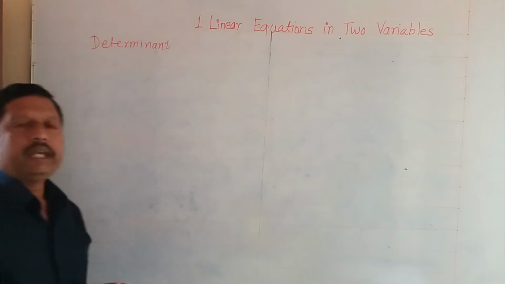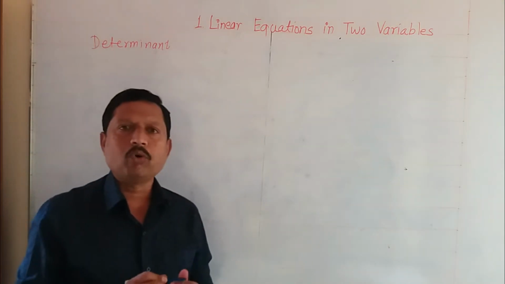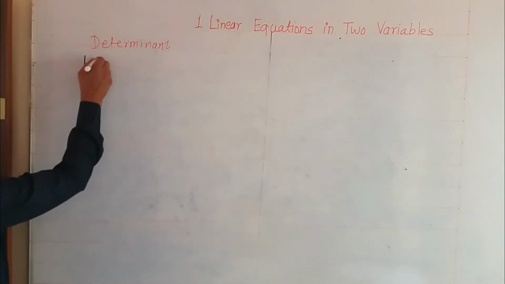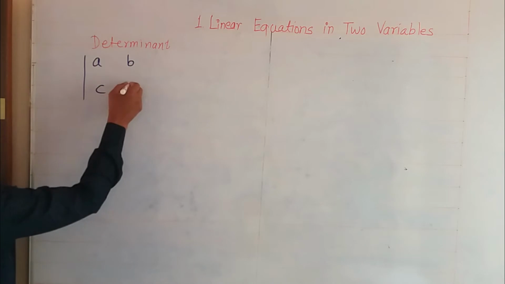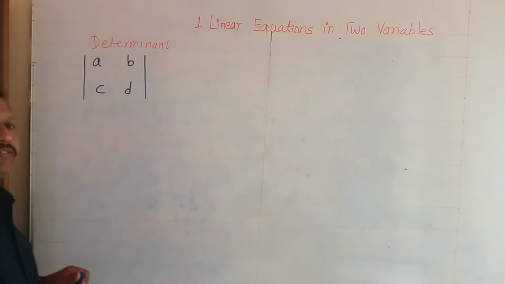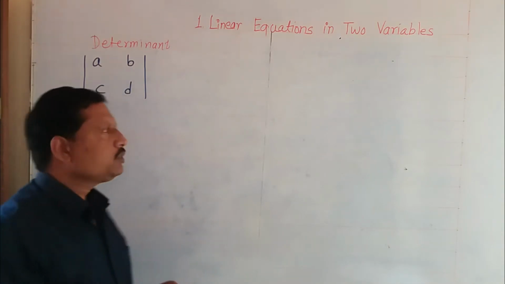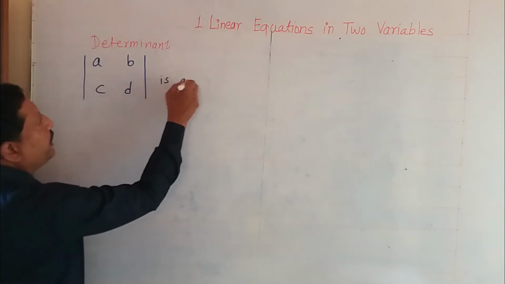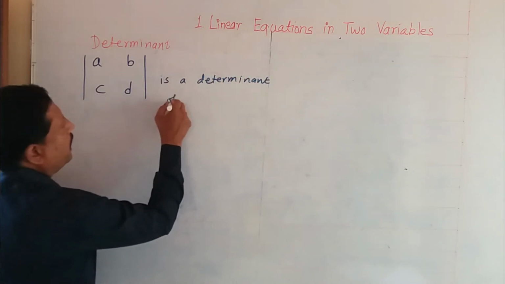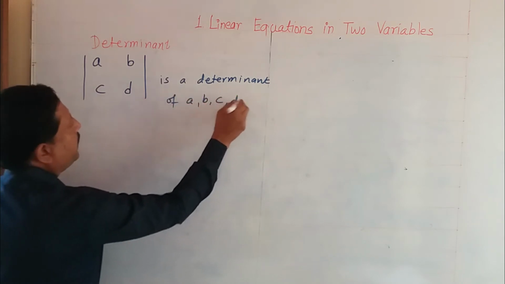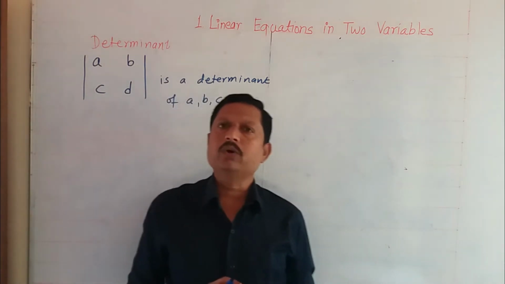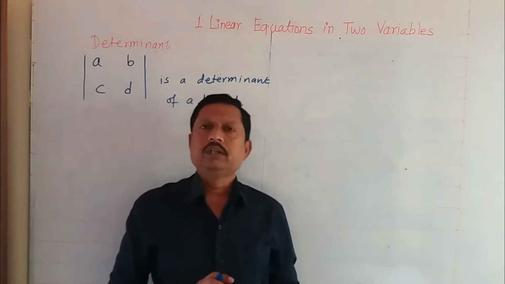Suppose there are the numbers A, B, C and D. These are four numbers, any four numbers, and they are written between two parallel lines like this. This arrangement is called the determinant of the numbers A, B, C, D. Now this determinant is used to find the solution of linear equations.